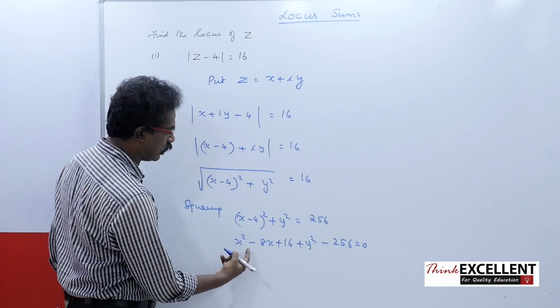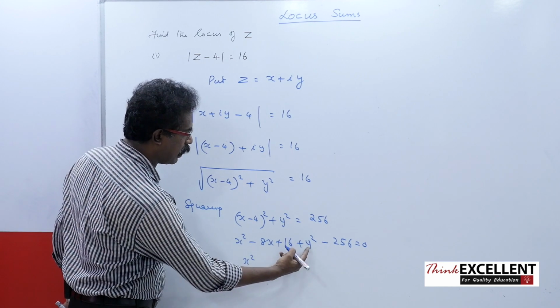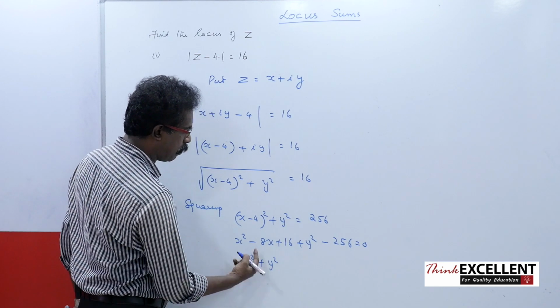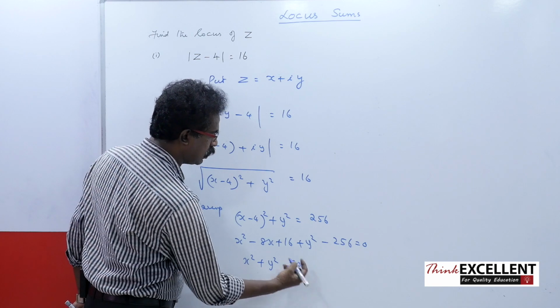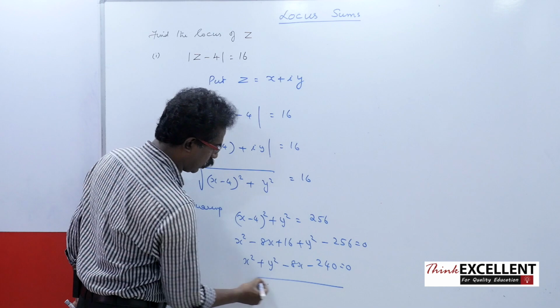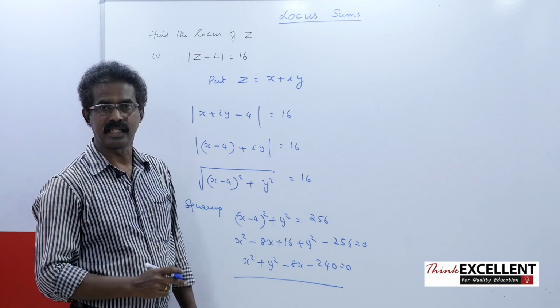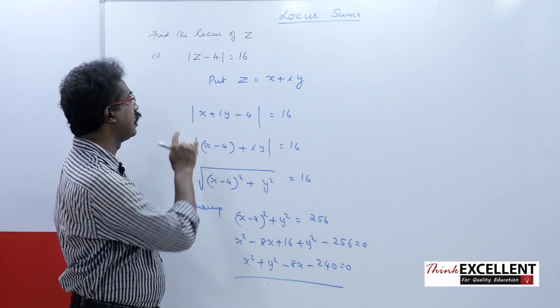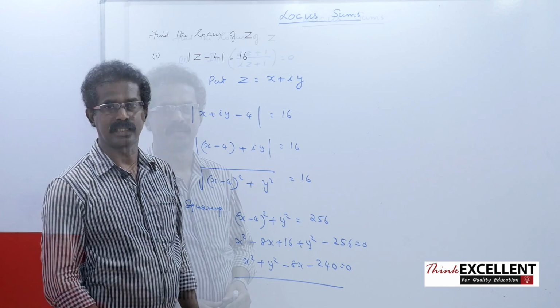final answer, arranged in order, is x square plus y square minus 8x. Simplify these two, you will get minus 240 is equal to 0. This is the locus of z, and here the condition is modulus of z minus 4 is equal to 16.